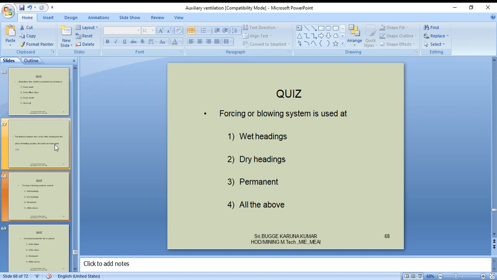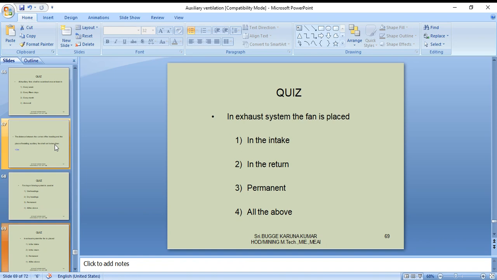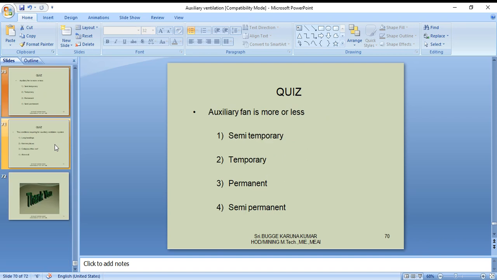Some advantage of a dry heading will arise. The forced system is suitable for a wet heading. So that is what you have to use; that is a major thing. In the exhaust system, the fan is placed in the intake air, return, or permanent, or all of that. Similarly, the last quiz question I am going to give: an auxiliary fan is more or less... I have already given this one, so it is not required now. Well, I wish you all the best.